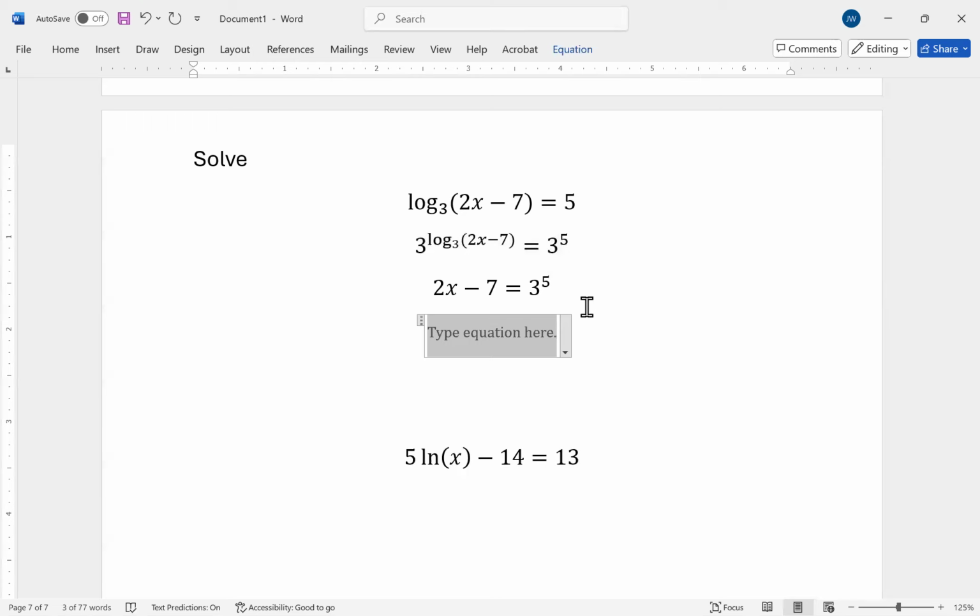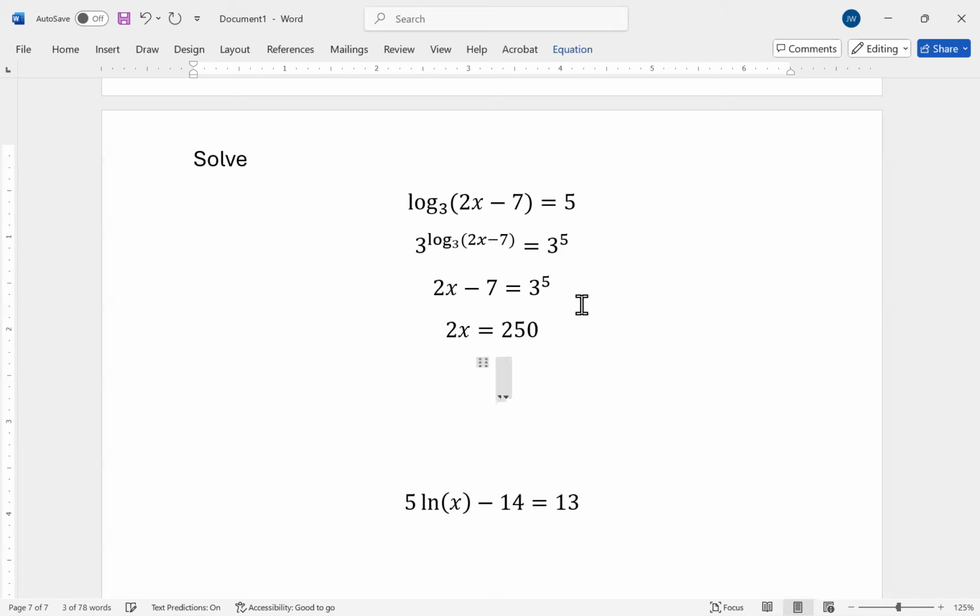So then I do my standard solving. 2x is equal to 3 to the 5th plus 7. I'd add 7 to both sides. That's going to be 250. Sorry, 3 to the 5th is 243. So add 7 to that, you get 250. And then when you divide by 2, we get x is equal to 125.